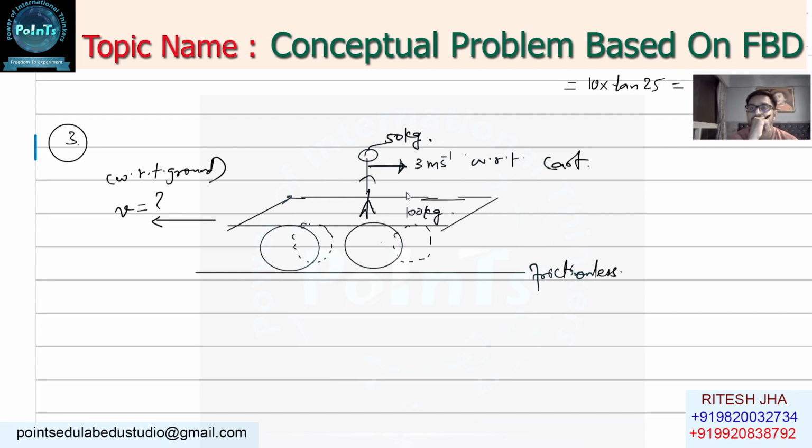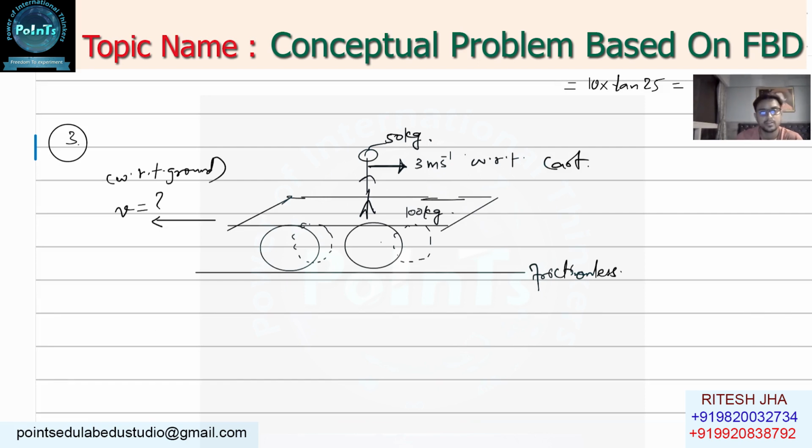We are given two masses. 100 V is equal to 50 into 3. So 150 is equal to 100 V, which would mean that V is 1.5. The cart moves backwards with 1.5 meters per second velocity. I mean, if you use conservation of momentum, it takes 2 seconds. 50 times 3 is equal to 100 times V.